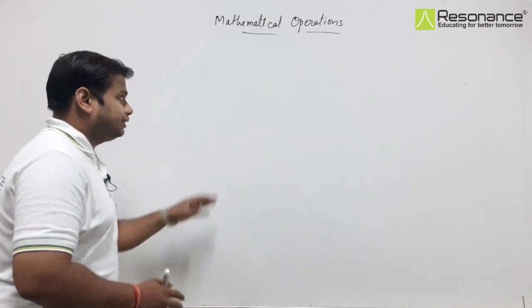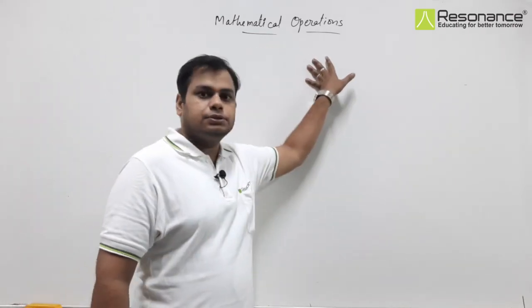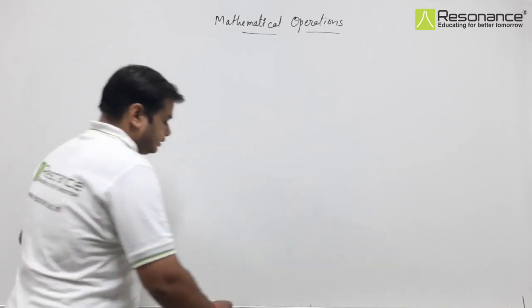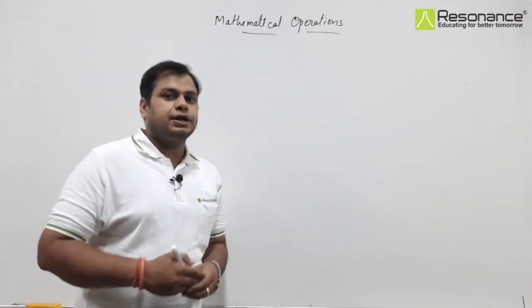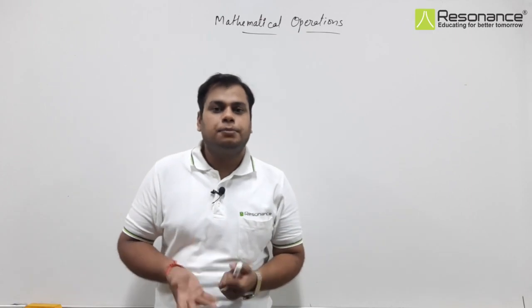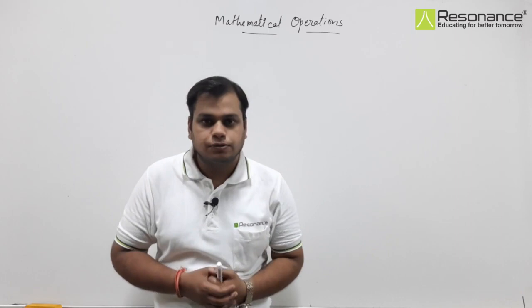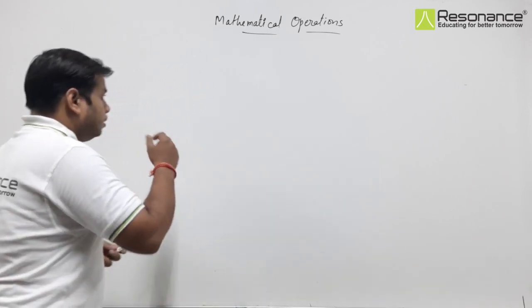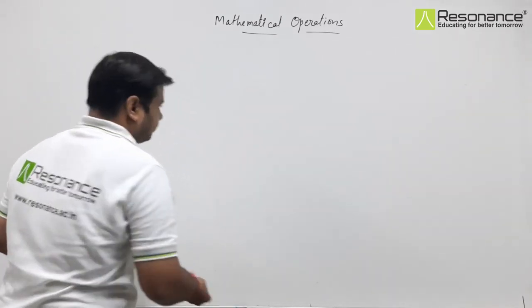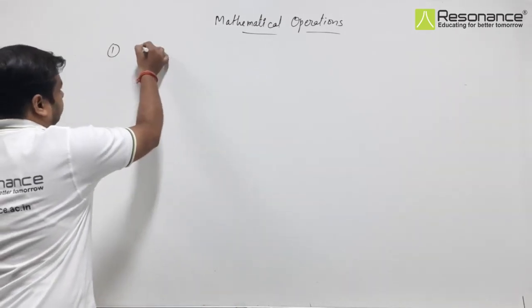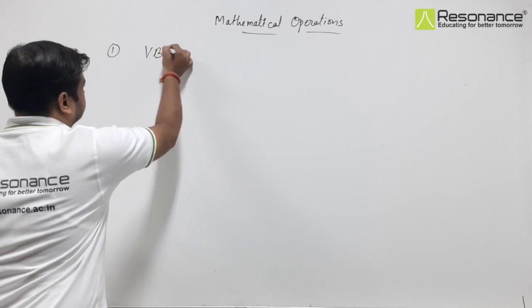In mathematical operation, as the name implies, it is completely related with maths. In this chapter we will solve some mathematical equations, the equations which include numbers and also variables. So let us start with the first topic of this chapter. The first topic of this chapter is the V-Bodmas rule.